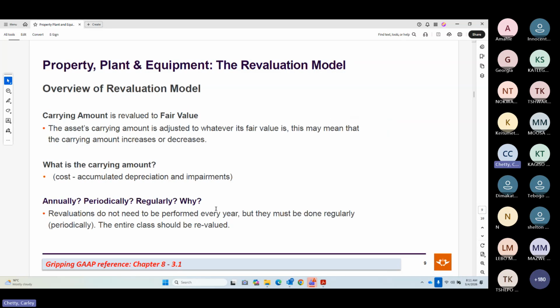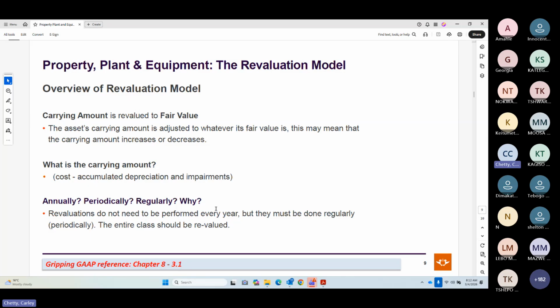So carrying amount is going to be revalued to fair value under the revaluation model. The asset's carrying amount is going to be determined, and this is going to be compared to the fair value and an adjustment done. This may mean that the carrying amount increases or decreases depending on where the fair value is in relation to the carrying amount. Just remember that the carrying amount is determined by taking the cost minus the accumulated depreciation and impairments.